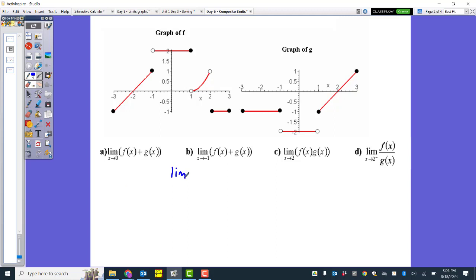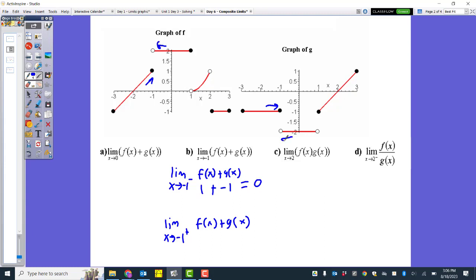So let's look at that. Limit as x approaches -1 from the left of f of x plus g of x, and the limit as x approaches -1 from the right of f of x plus g of x. So looking at the left of both of them, that's going to be 1 plus -1, which equals 0. On the right, we have 2 plus -2, which is equal to 0. So the limit does exist, and it's equal to 0.